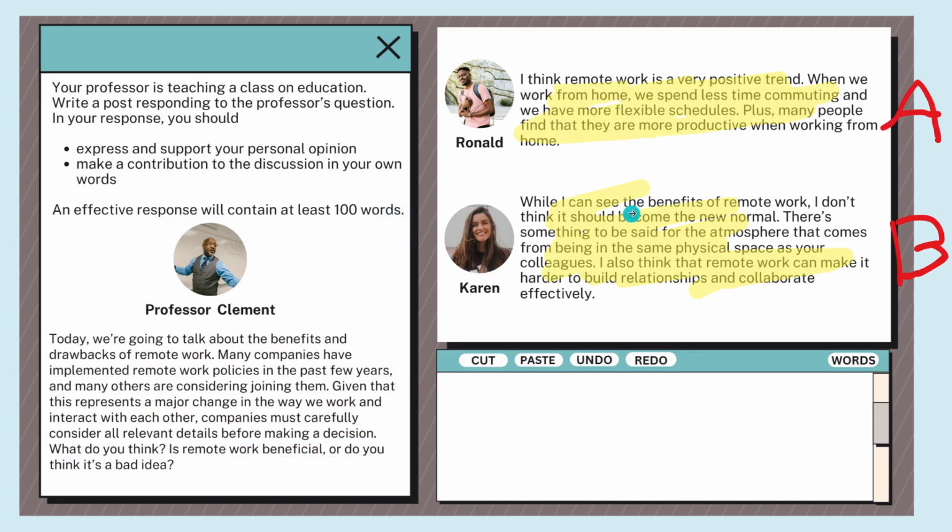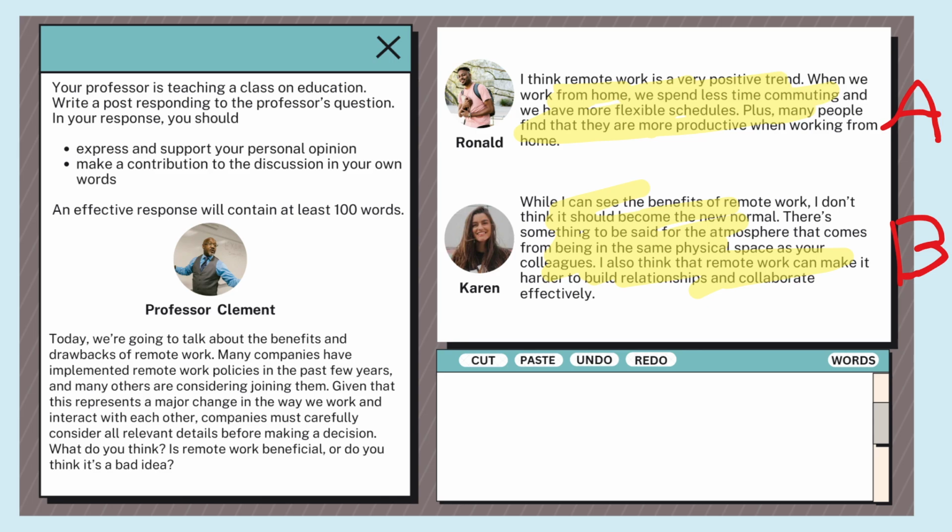After that, you've got a couple of student responses. They're going to be sort of the opposite of each other. So one of the students is going to say, yeah, remote work's very beneficial. It's very positive. I like it. And he's going to give some reasons. And then the next student is going to have the opposite opinion. So she's going to say, nah, I don't really like remote work. It's not a good idea. Here's why.